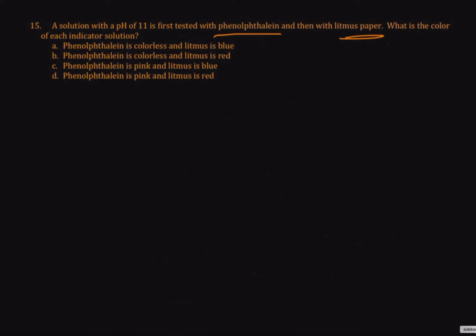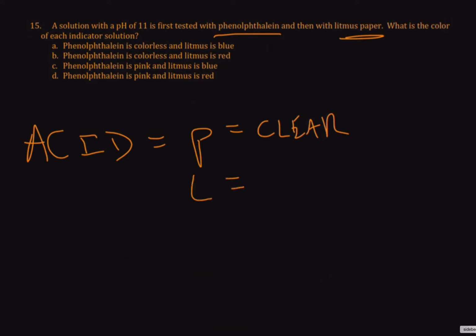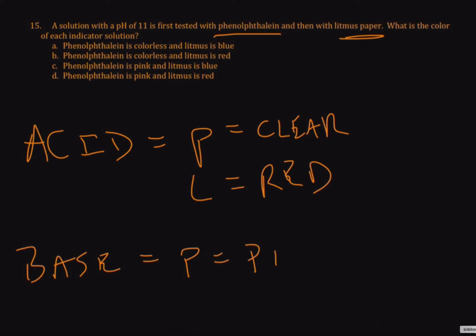And you need to know that for acids, the phenolphthalein is clear and the litmus is red. Okay, and for a base, the phenolphthalein is pink and the litmus is blue. So it's going to be one of these combinations depending on whether it's an acid or a base.